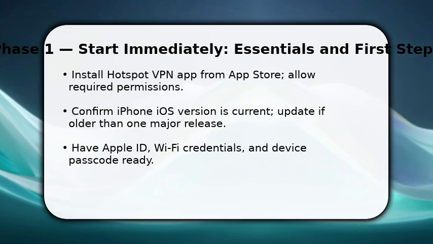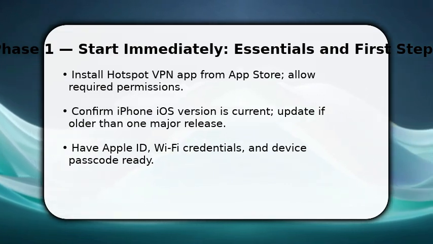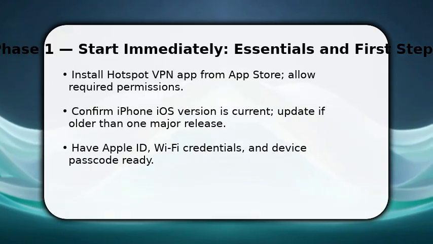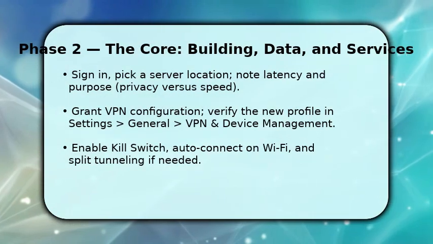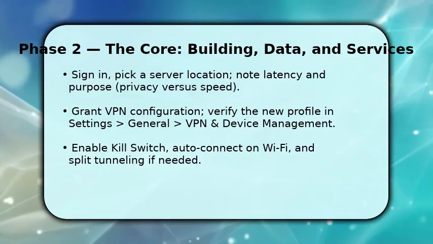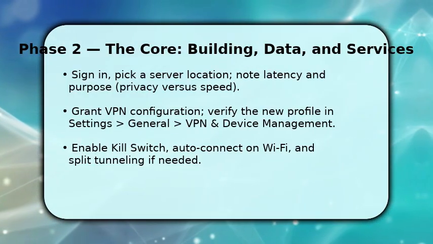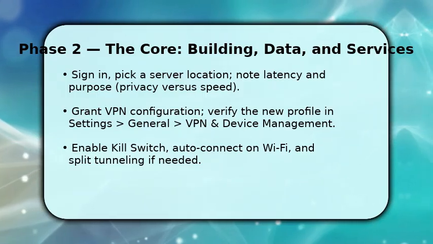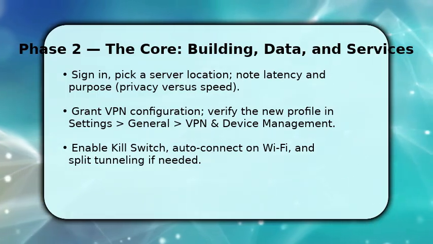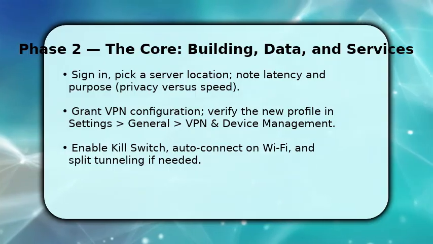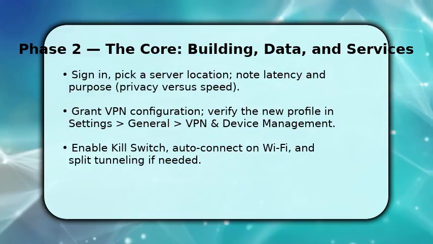Once done, launch the app and tap Create Account or Sign In to begin the configuration flow. You now sign in and choose a server. Prioritize nearby servers for speed or a specific country for location needs. After selecting, allow the app to add a VPN configuration. iOS asks to install a profile. Accept it, because that lets the system route traffic securely.